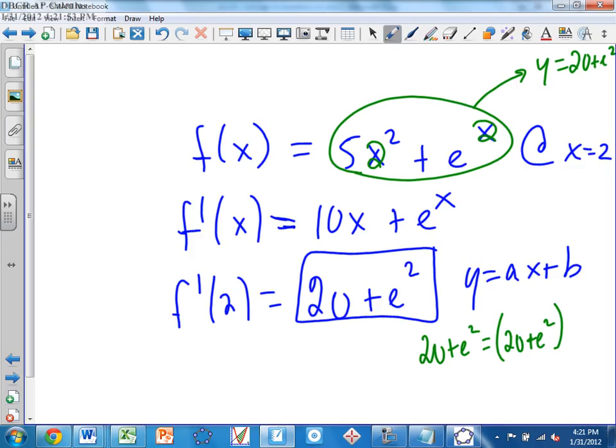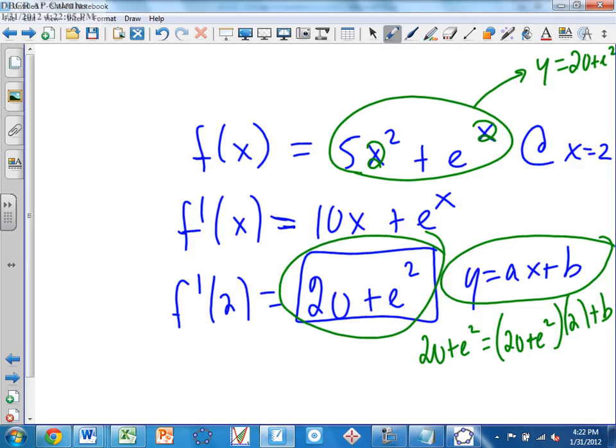So I know the x value is 2, and I'm solving for b. Again, y equals ax plus b. This is the line that is tangent. A is just simply the slope of the derivative. So I take that value, plug that in for a. I know the x value was given as 2. I want the y value over here. So I took the 2, plugged it in here, got the y value, and now solve for b.